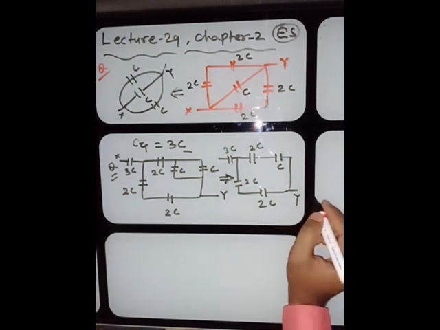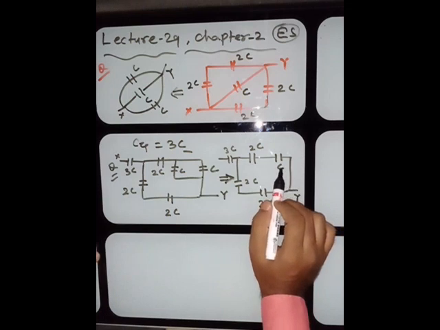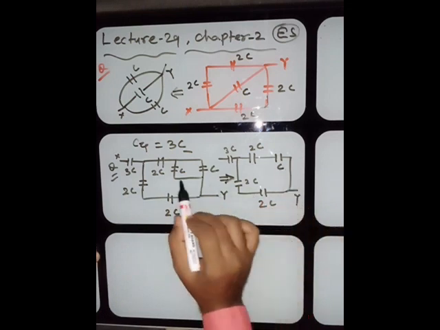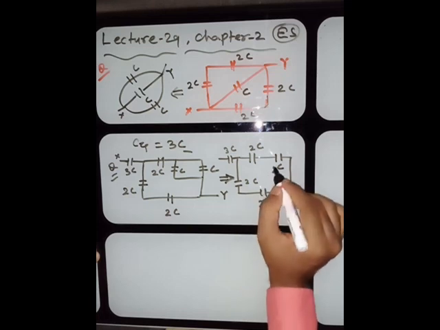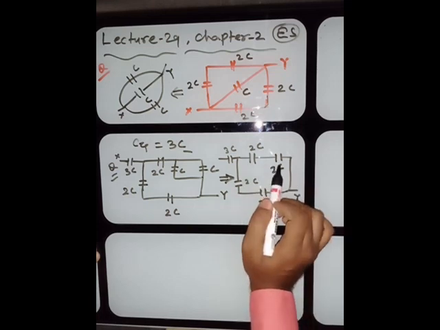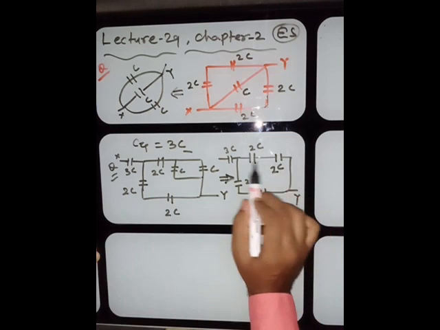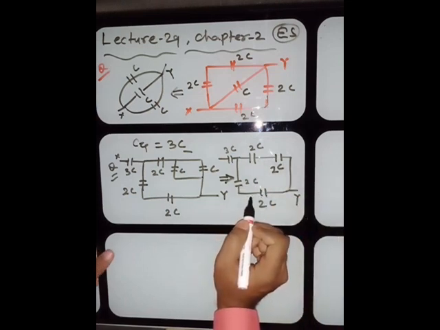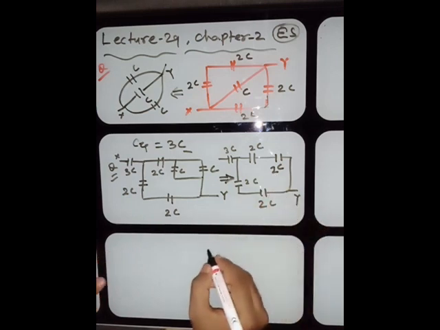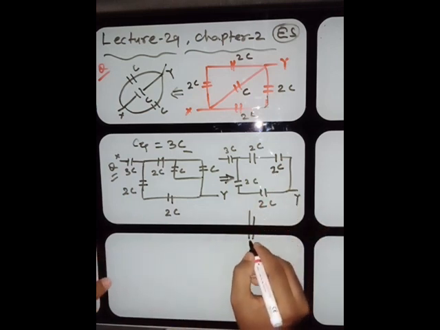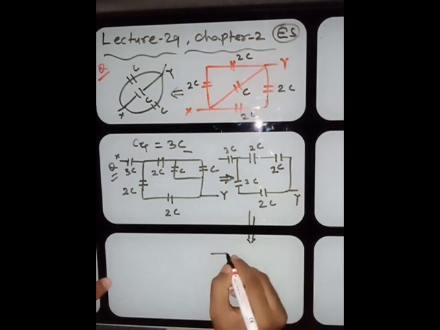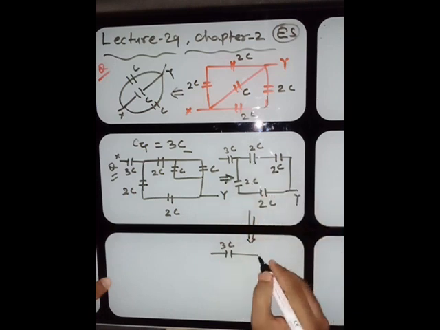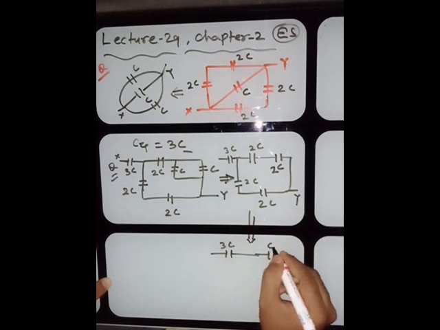Now this is C, and this was in parallel, I think, and this is 2C. This is 2C. 2C and 2C in series will be C. These two are in series. This will also be C. So the next diagram will be like this way. This is the 3C. Now this is 2C and 2C in series. That is C.